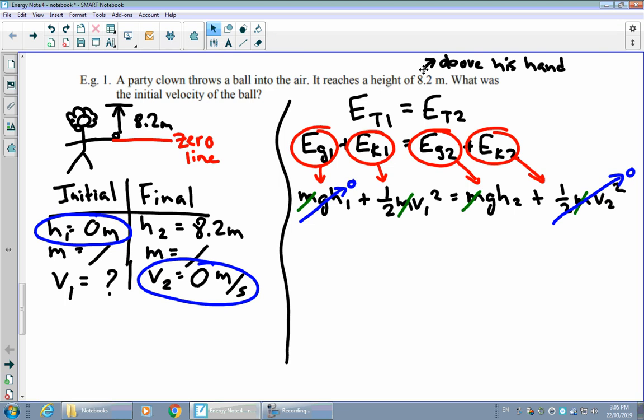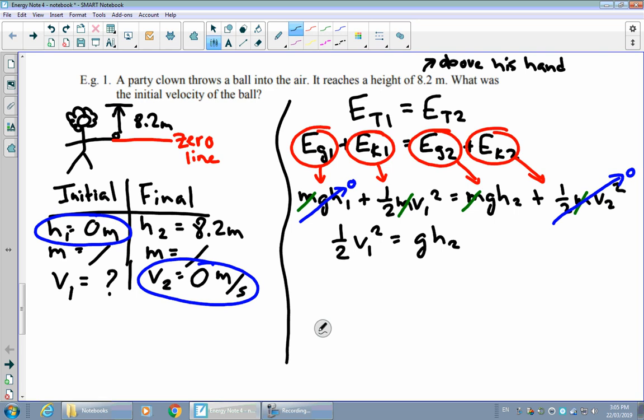Let's take stock of what we still have left then. We still have 1/2 times v1 squared. Remember, I don't need the mass anymore because that canceled out. And on the other side, I just have g times h2. Again, mass was completely canceled out.